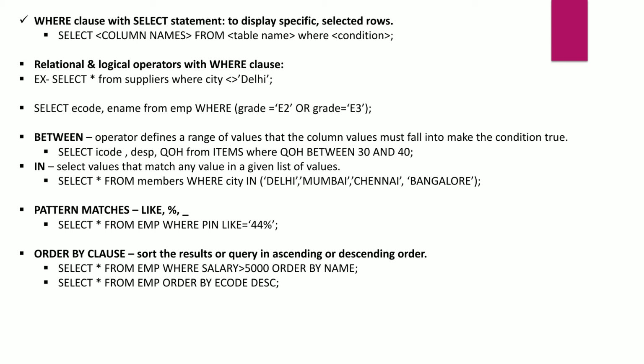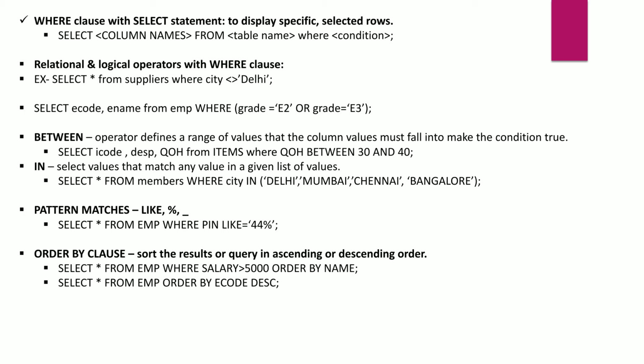The BETWEEN operator defines a range of values that the column values must fall into to make the condition true.